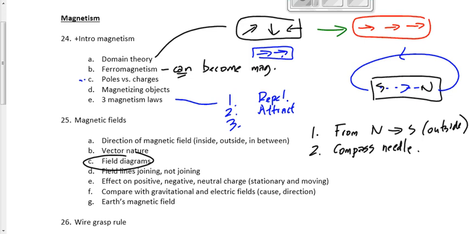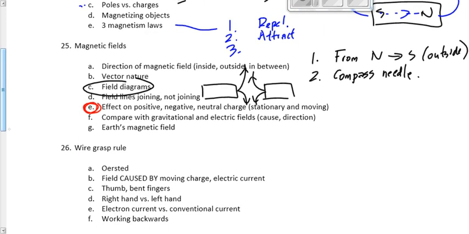So I can see something like this. I may not know what the poles are there, but I can determine that that's a repulsive force just by virtue of the fact that the field lines don't join up. Here's a good one right here, and a really, really important one. The effect of a magnetic field on a positive charge, a negative charge, and a neutral charge, if it's stationary and moving. Let's make a little table for this, actually.